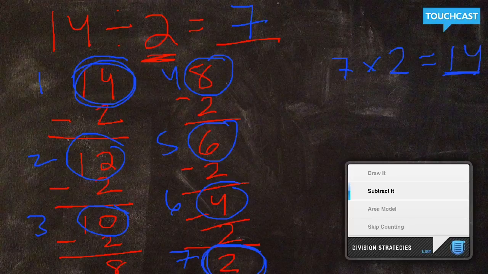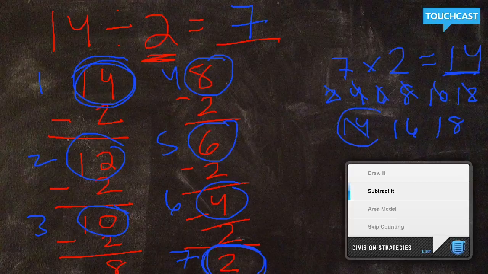Let's make sure that's true. So we can use skip counting just to check that. 2, 4, 6, 8, 10, 12, 14, 16, 18. Let's stop there, and we need to count 7 of these. 1, 2, 3, 4, 5, 6, 7. So notice that 7 times 2 is 14. And so these two are correct.